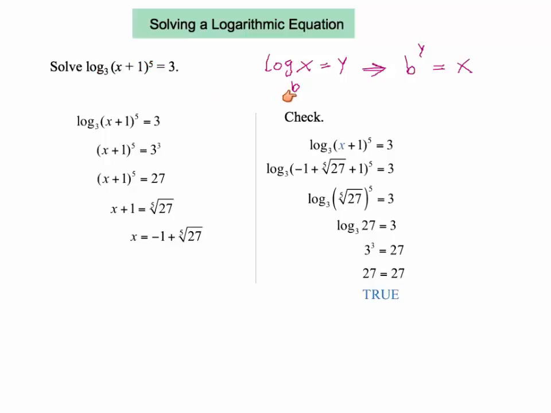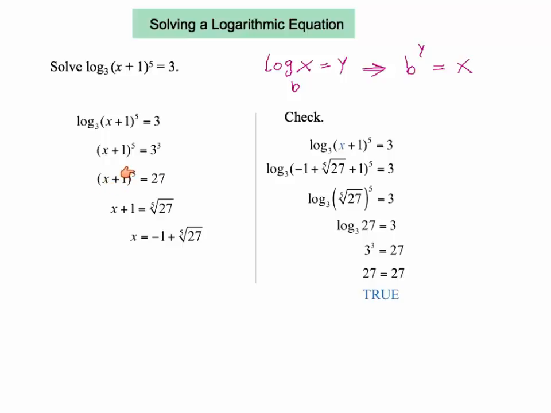So this is my x, really. My base is 3, and my y is also 3. So it would be 3 to the power of 3 is equal to x plus 1 to the power of 5, or x plus 1 to the power of 5 is equal to 3 to the power of 3. 3 to the power of 3 is equal to 27. x plus 1 to the power of 5.